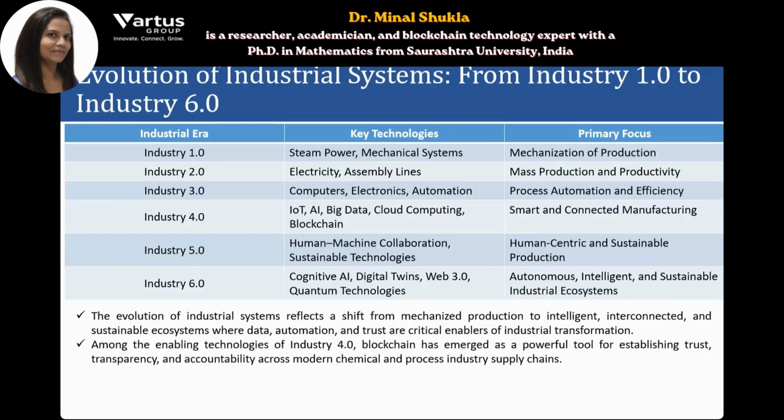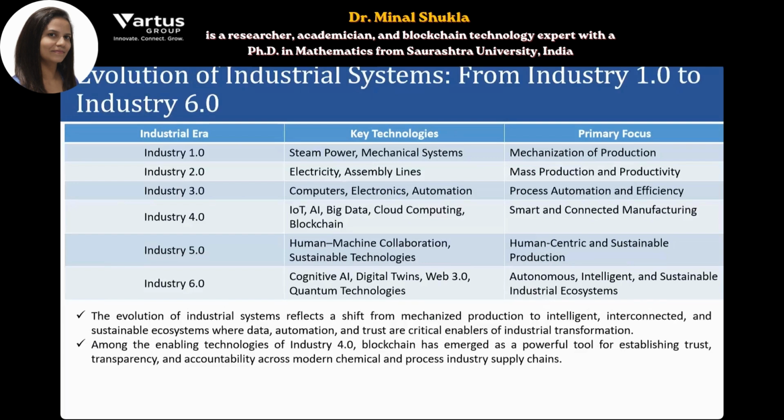Later on, we came with Industry 4.0, where IoT, the introduction of AI, big data, cloud computing, and blockchain came in. Smart and connected manufacturing was the primary focus, because from that part, the smart manufacturing process was started. In the era of Industry 5.0, human-machine collaboration and sustainable technologies are the key technologies which came with it. And human-centric and sustainable production was the primary focus.